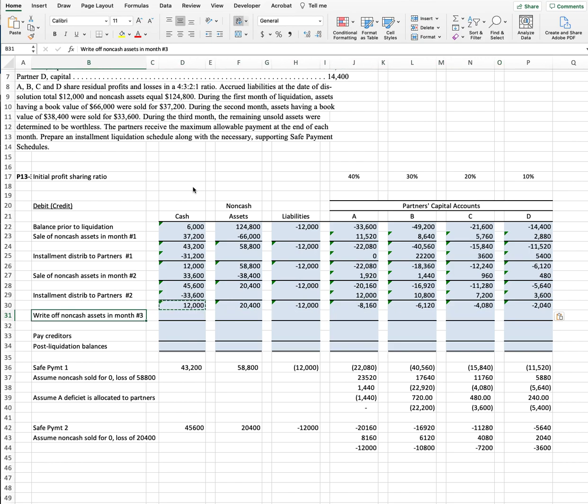Now we have to write off our non-cash assets in month 3. And so we're assuming that these 20,400 left over will just essentially be thrown away. And so we need a negative 20,400, and we're going to distribute that to each of the partners, lock this in, and multiply it by their percentages. And so then we'll do our sum again.